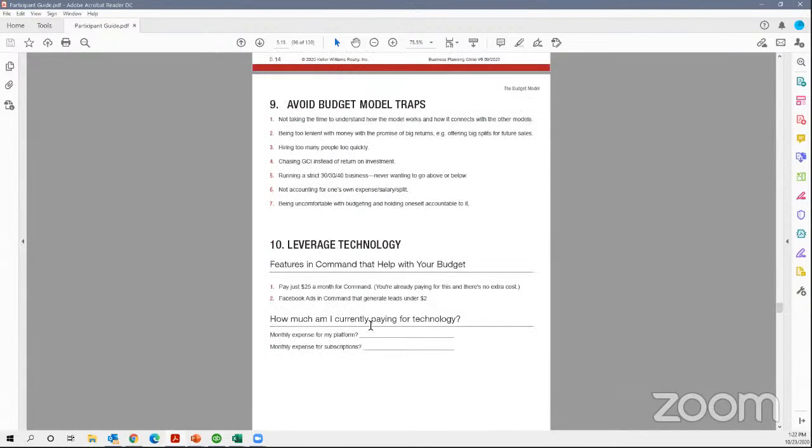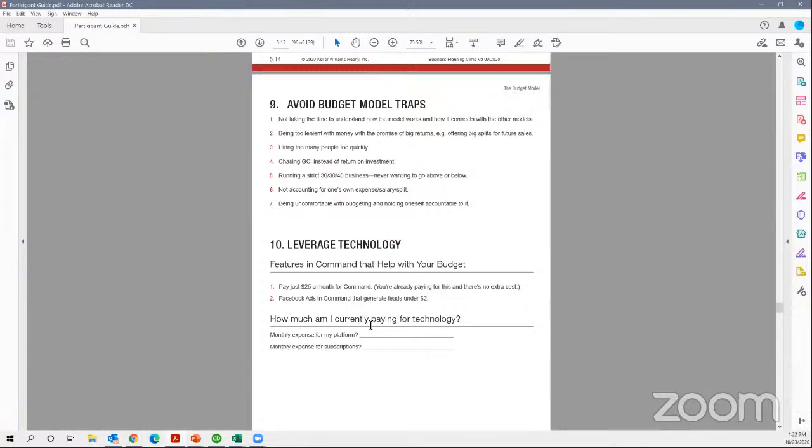Now, this is where we're talking about those budget model traps. It's easy to fall into some of the traps of the budget model. Not taking the time to understand how the models work and how it connects with the other models. Being too lenient with your money because you have the promise of big returns.